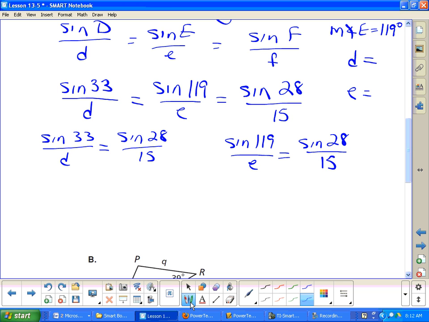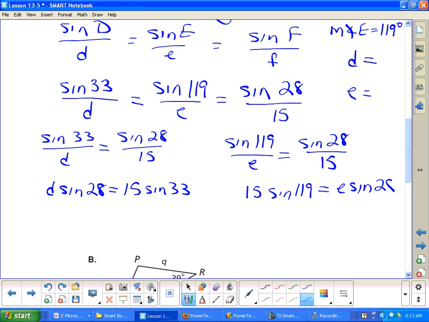And then cross multiply. So we get D times the sine of 28 equals 15 times the sine of 33. By cross multiplying with the one on the left, 15 sine of 119 equals E times the sine of 28. So notice in both cases, what am I dividing by? Dividing by the same thing, and that should always happen here.